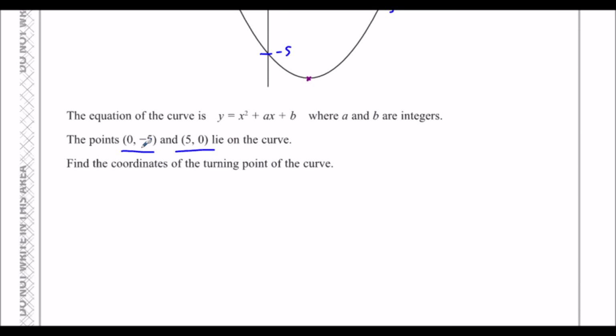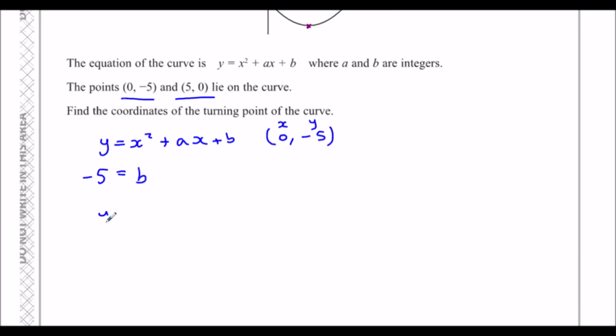So let's start with the first one, (0, -5). So we're just going to substitute them in. So x is 0, y is minus 5. So minus 5 equals 0 squared, which is nothing, plus a times nothing, which is nothing, and that's b. So b is negative 5. So we've got y equals x squared plus ax minus 5.